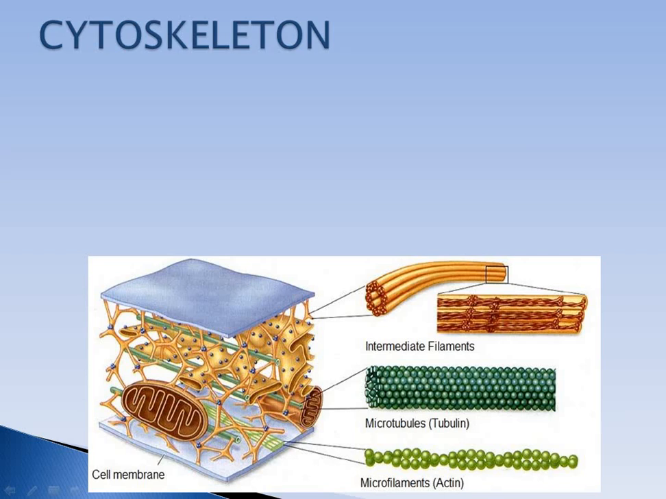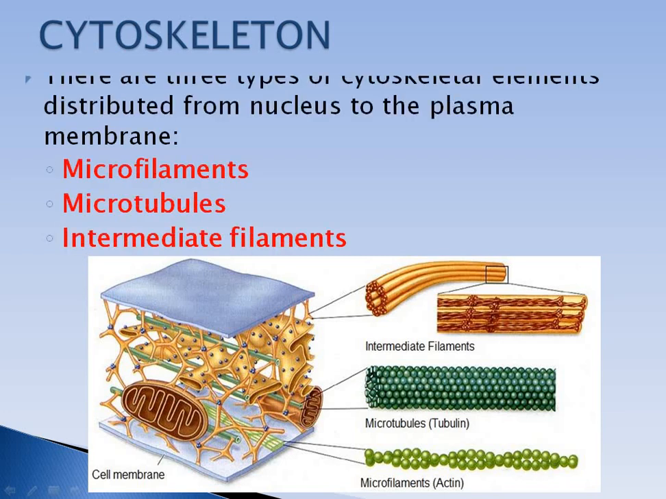First topic is cytoskeleton. Cyto means cell, skeleton the structure which provide support and maintain shape of the cell. In case of cell, there are three elements which make up cytoskeleton. They are present in the cytoplasm and distributed from nucleus to the plasma membrane. These three elements are microfilaments, microtubules, and intermediate filaments.